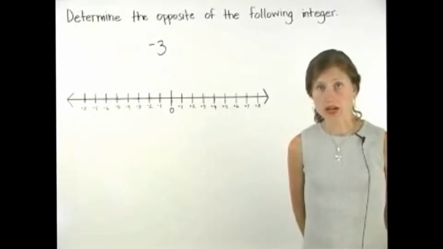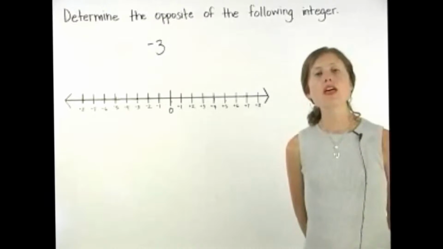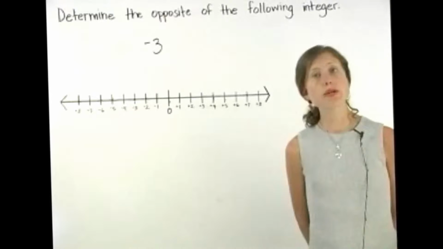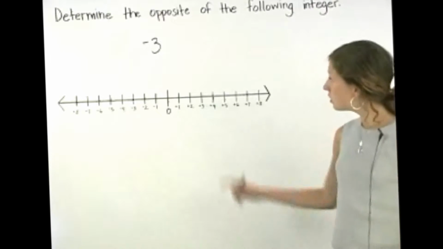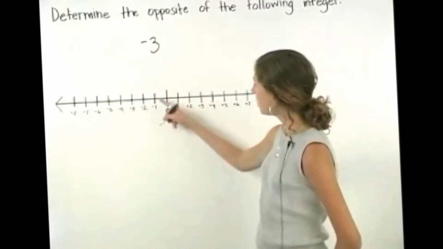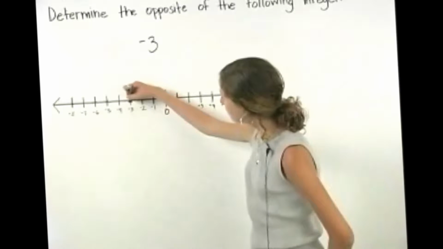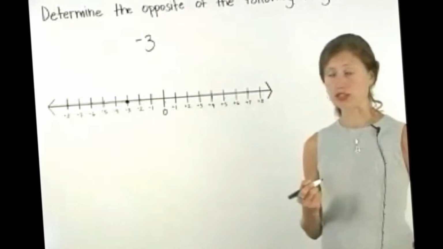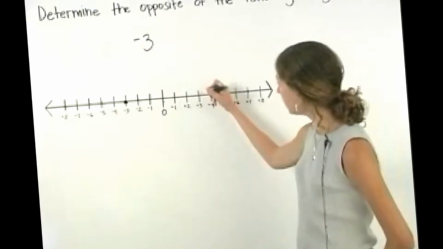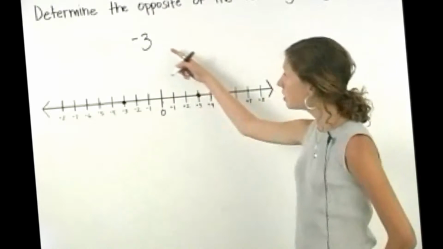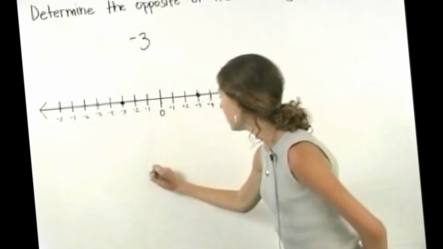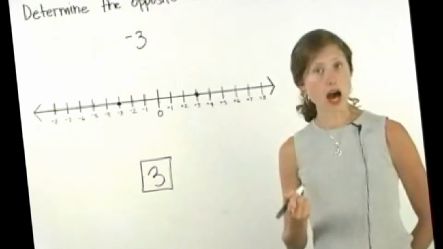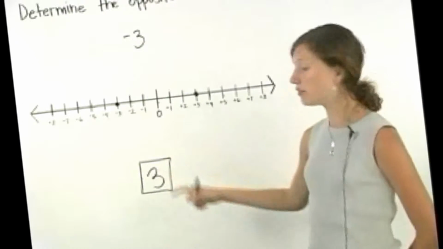Think of the opposite of a number in terms of a number line. The opposite of a number is the same distance from 0 as the original number, but on the opposite side of 0. So here, since -3 is 1, 2, 3 units to the left of 0, its opposite will be 3 units to the right of 0. 1, 2, 3, which is +3. So the opposite of -3 is +3. Notice that the opposite of a negative is a positive.